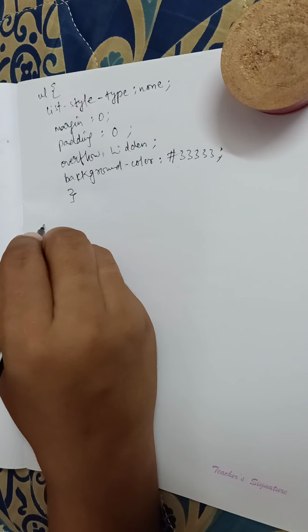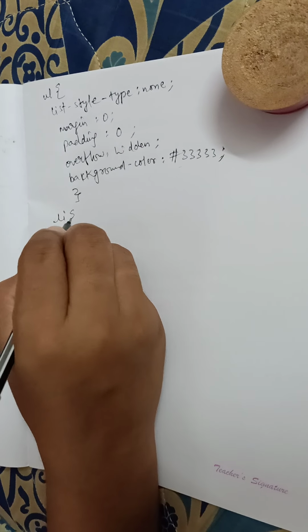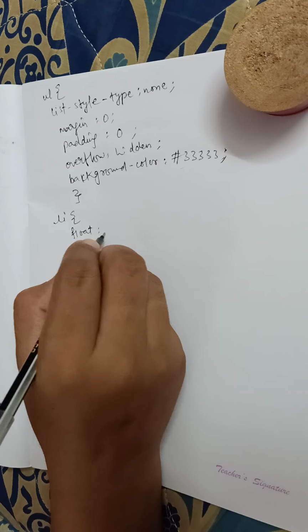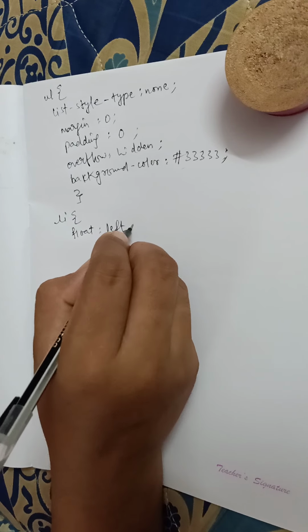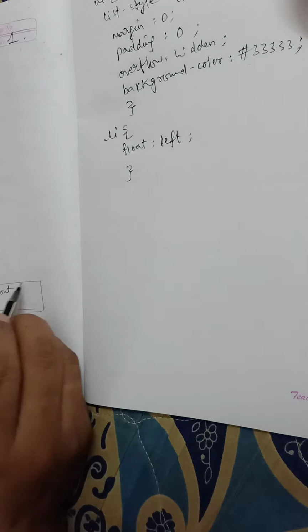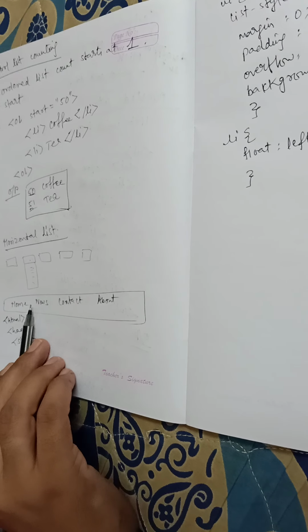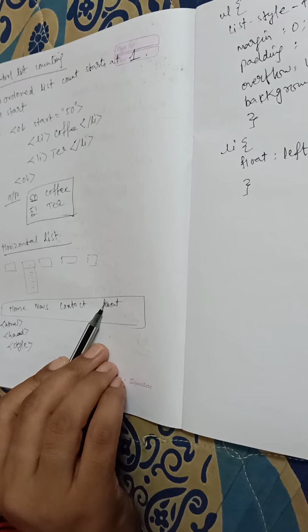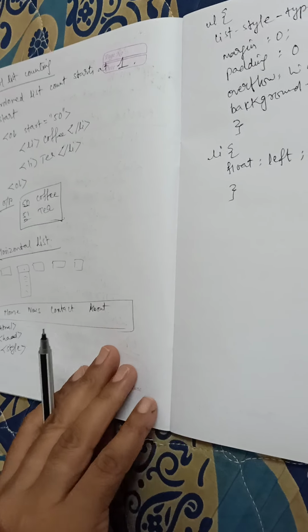Next I have to mention the list items. So I will float them to the left side, because here we can see all these are towards the left of the screen. So float is left here.